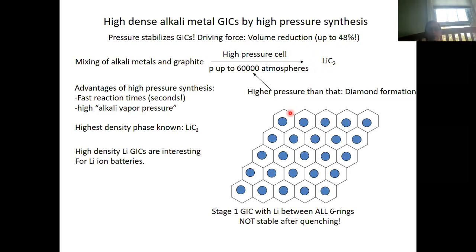So this is about as high as we can go, because now we have actually every carbon six hexagon centered by a lithium ion. So unfortunately, this phase is not stable after quenching. If we reduce the pressure back to ambient atmosphere, this structure becomes unstable and automatically expels lithium. Otherwise, it would be quite interesting for battery application.